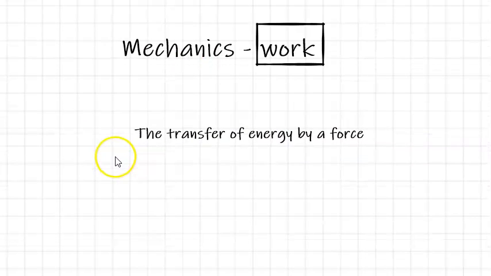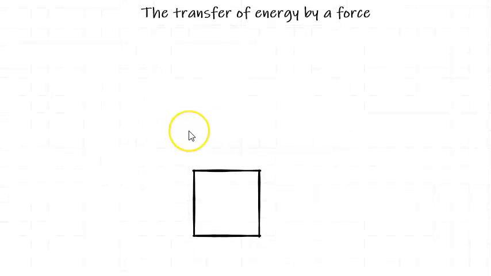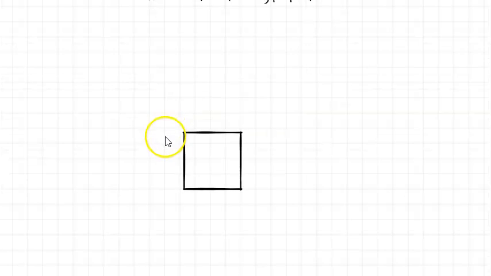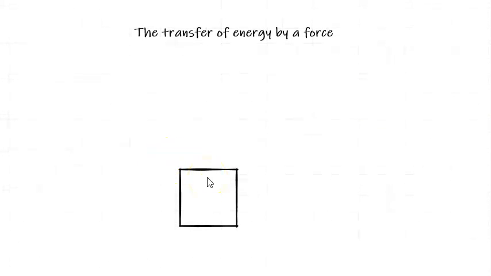So if we take a box, what are a couple of things that we could do to this box to transfer energy to it by using a force? One thing we could do is apply a force on a horizontal axis, which would accelerate the box, and so we would be increasing the kinetic energy of the box. That would be one way.